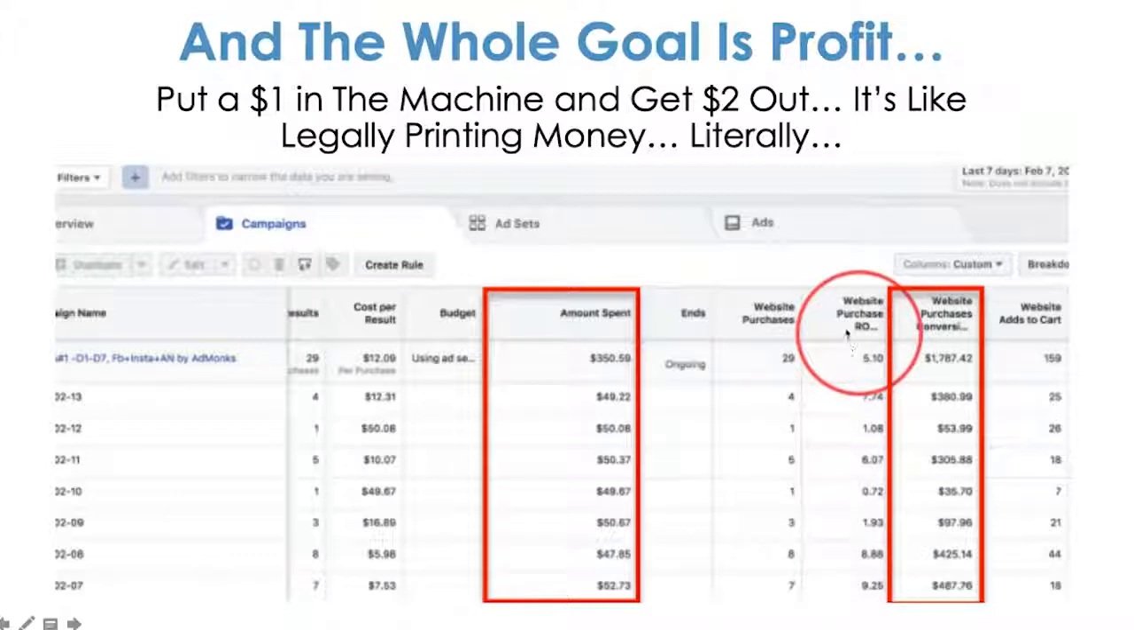So guys, what you want to look at is the website purchase ROI. If the ROI is less than 100%, less than 1, right, 1.0, you want to walk away. Cut it down. Don't cut it too early, but basically look at your numbers. So if I'm spending $1 and getting $2 back, then I'm making profit.